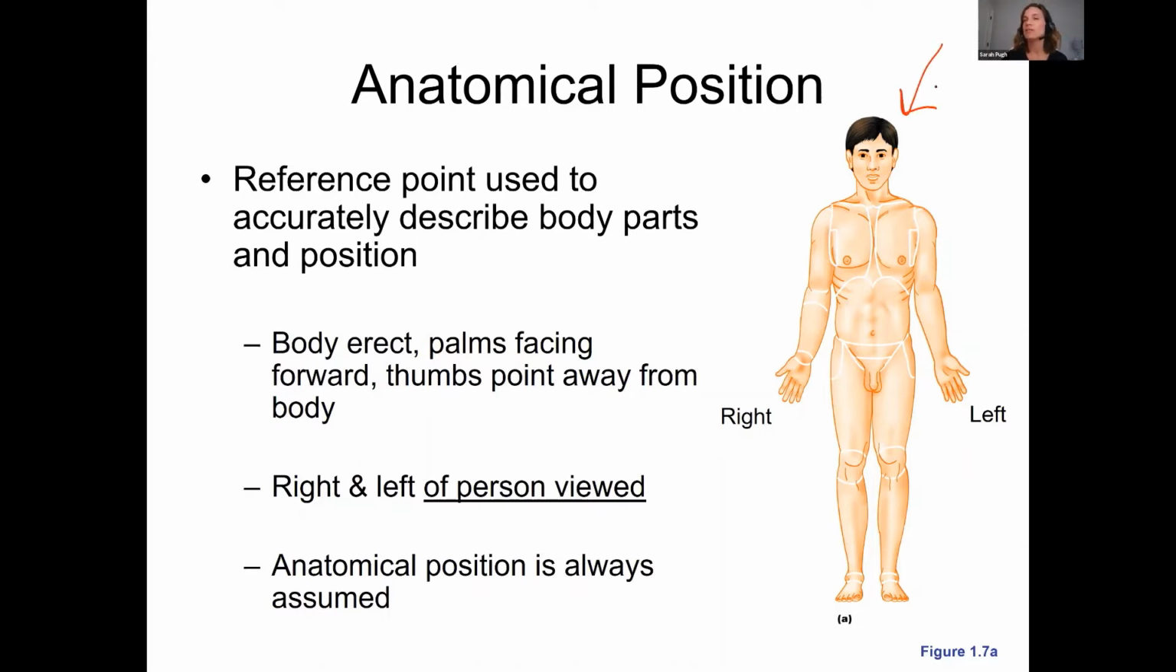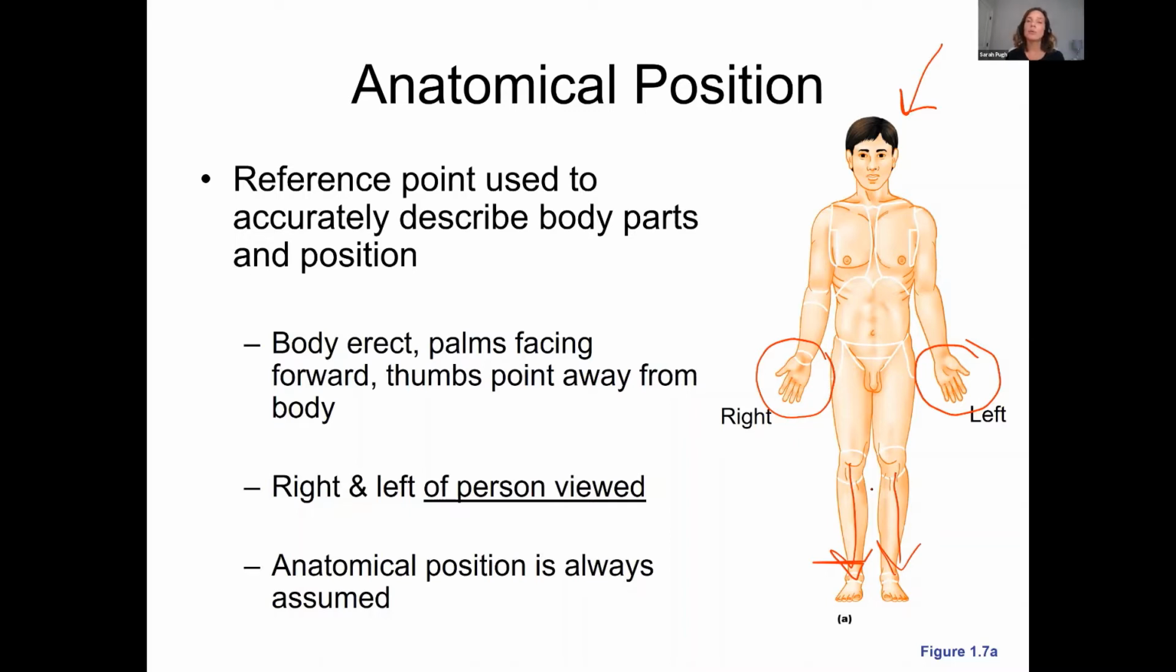So the body is erect. You can see that the hands are at the sides, but notice the hands here. The thumb is pointed away from the body, so the palms are facing forward, right? Your legs are about hip width apart. Feet are facing forward. This is anatomical position. So it's pretty simple to think about.